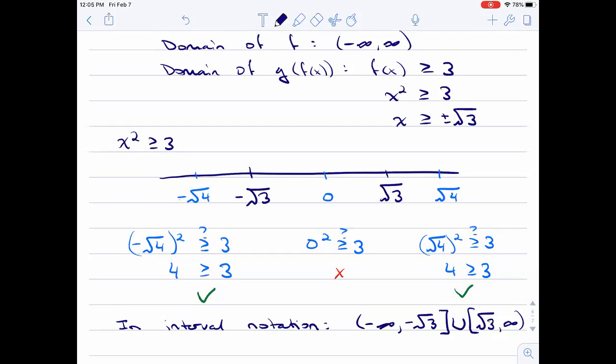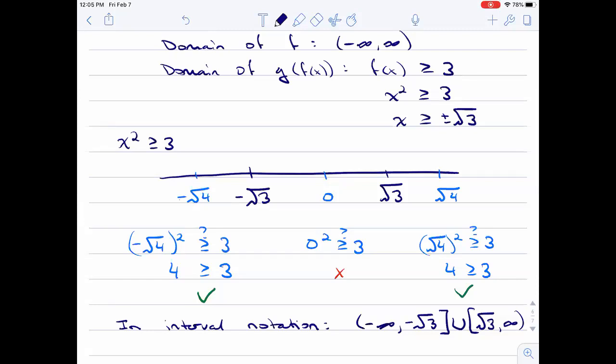And for me, in my head, it doesn't really work out. And so that's when I just resort to drawing a number line with some test points just to see where it's actually behaving the way I want it to. And then I can land on this interval here.